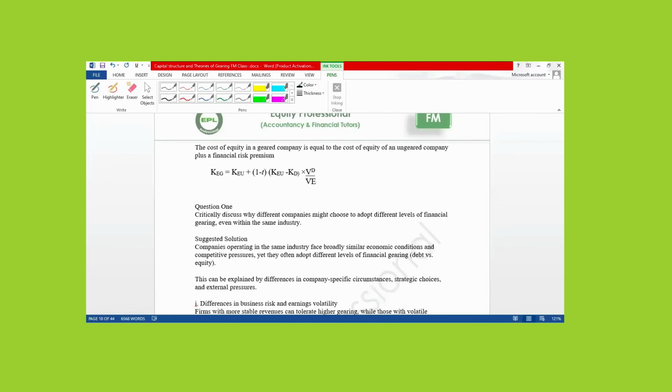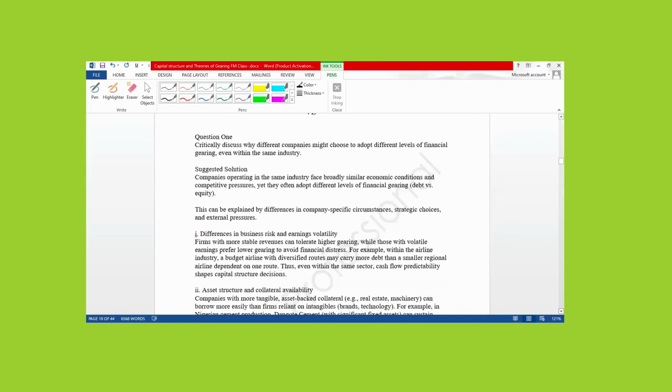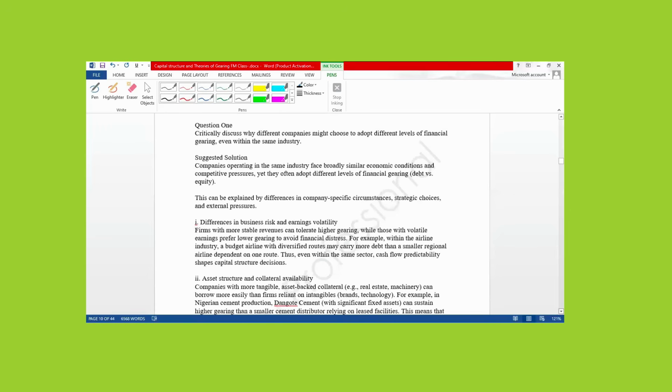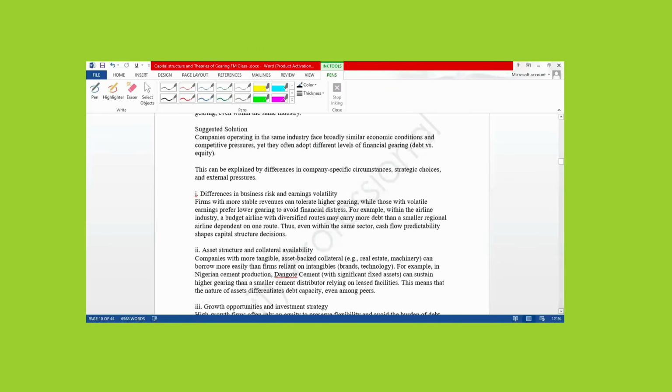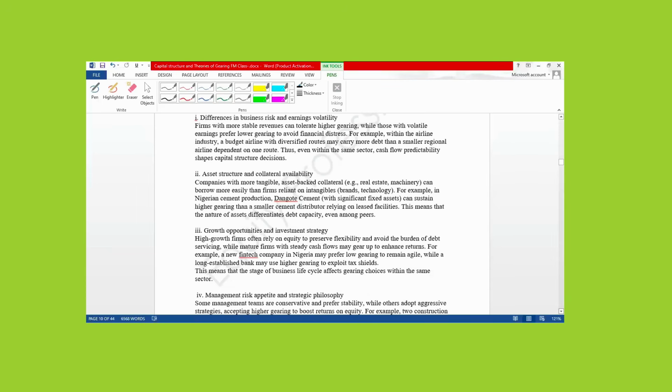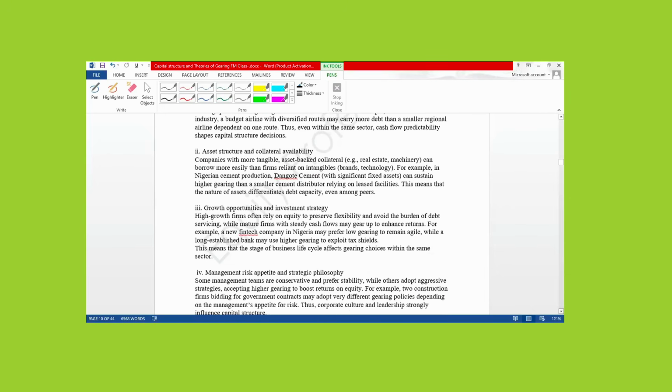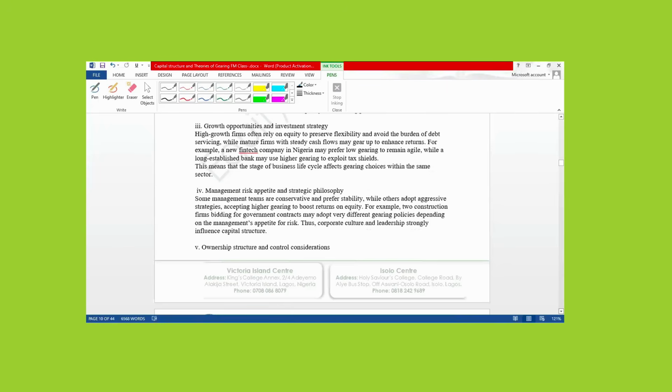You can look at it. Look at the solution. Differences in business risks and earnings volatility. Asset structure and collateral availability. Growth opportunities and investment strategy. Appetite and strategic philosophy. Ownership structure and control consideration.